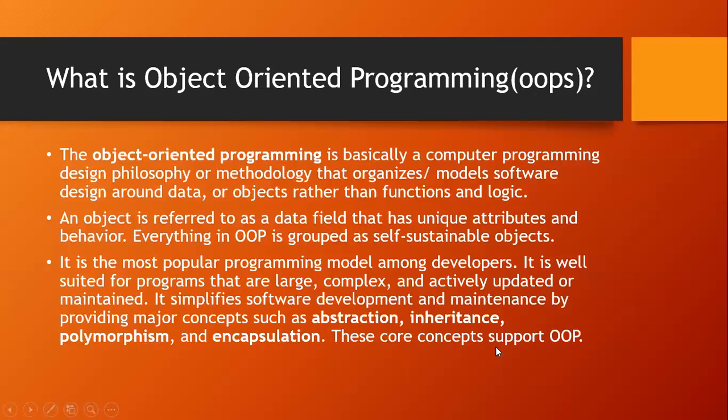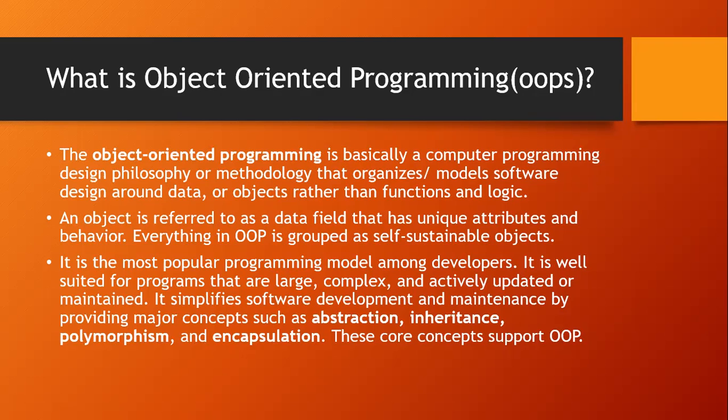Let's begin by understanding what is OOPS, Object-Oriented Programming. Object-oriented programming is basically a computer programming design philosophy or methodology that organizes or models software design around data or objects rather than functions and logics. So here it's a pattern of programming, a style of programming which makes use of objects to develop software rather than functions and logics. So here the software development depends on objects.